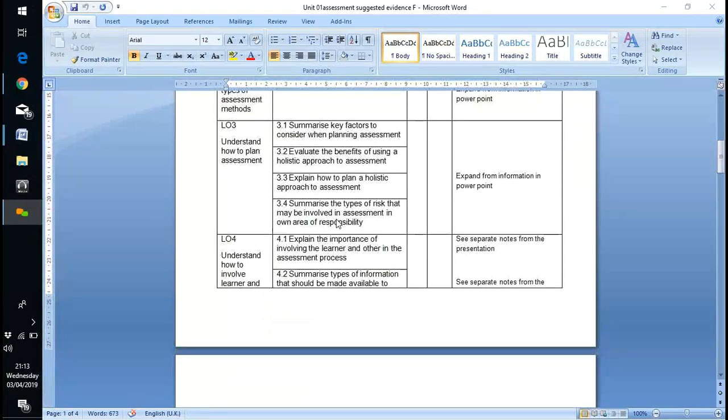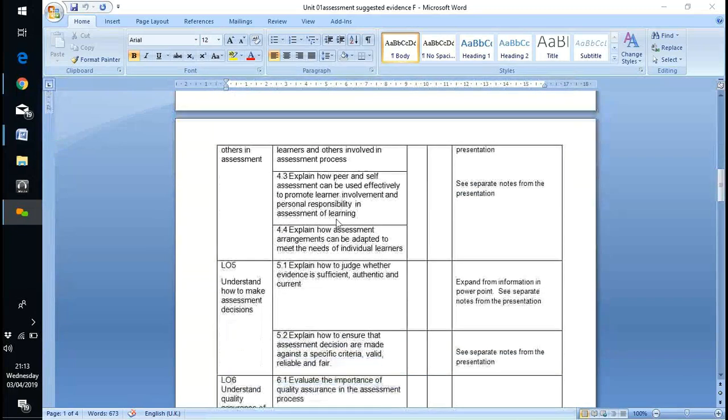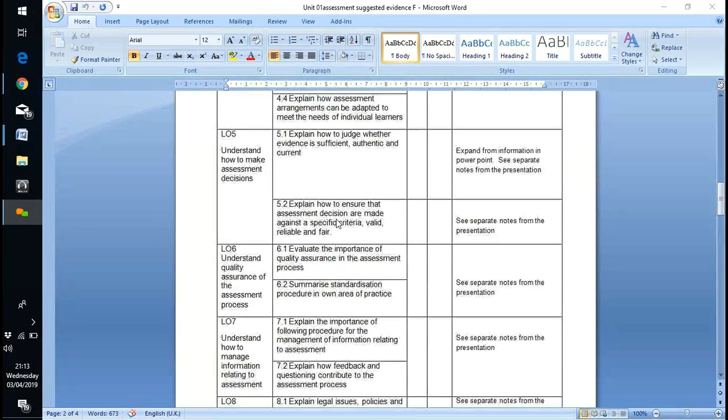Okay, now what we've moved into from there to LO5, it's explain how to judge whether evidence is sufficient, authentic and current. Sometimes that can be difficult. Sufficient, it's easy. You can see whether there's sufficient there to meet the actual assessment criteria. Authentic, if you're working with a number of learners, it can get a little bit out of hand.